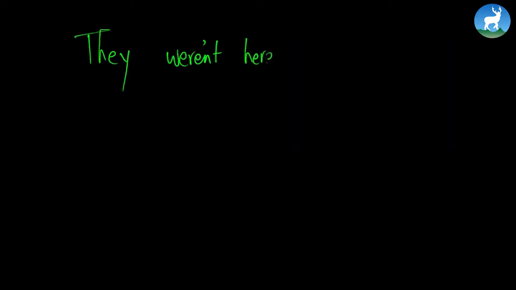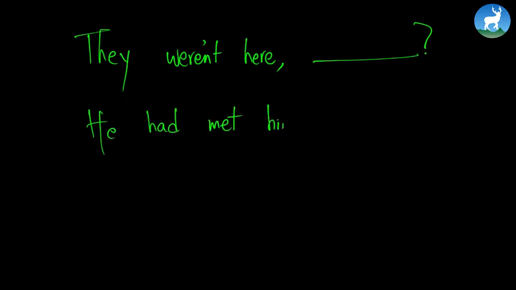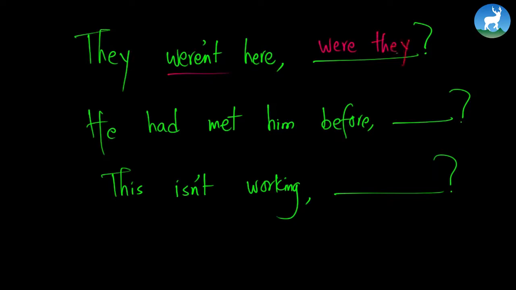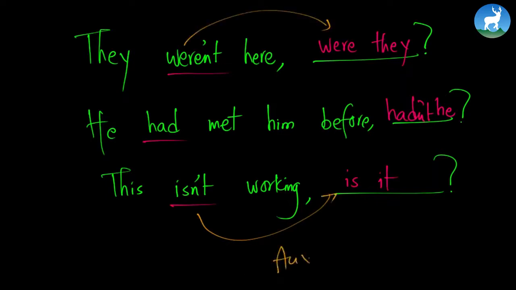Alright, some more examples. They weren't here. He had met him before. Right, one more. This isn't working. 3 sentences. Let's find the question tag. They weren't here. So it's a negative statement. The negative statement would have a positive tag. So here's the auxiliary verb. We use the auxiliary verb. So the answer is were they. He had met him before. The auxiliary is had, so hadn't he. Alright, this isn't working. Is it? What did we do? We used the auxiliary verbs. That is what we did.